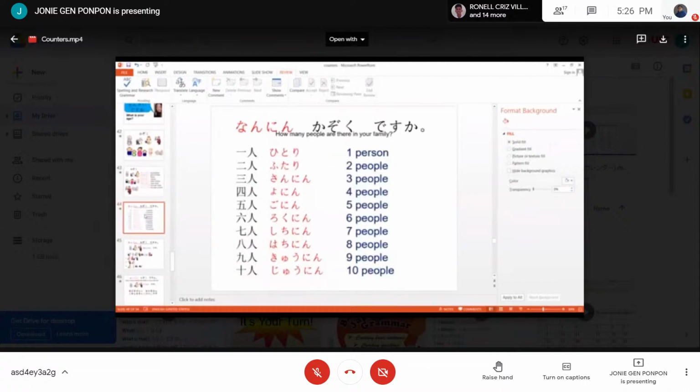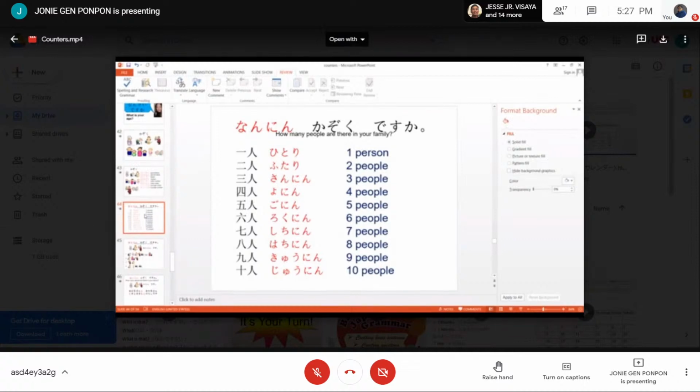And then, if the speaker will ask, nan nin kazoku desu ka? Kazoku is family. So if someone will ask you, nan nin kazoku desu ka, it means how many people are there in your family. It's not siblings, okay? Kazoku is family.